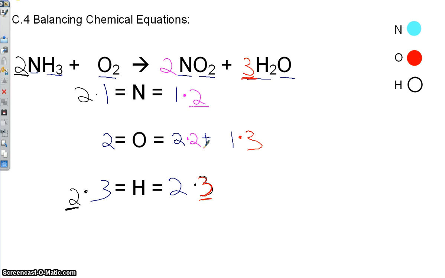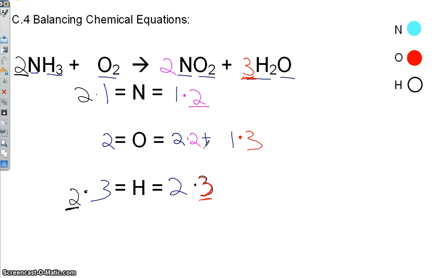Okay? So when I look at what I have now, I've got my nitrogens taken care of, I've got my hydrogens taken care of, I don't have oxygens taken care of. On the one side I have 2, on the other side I have 2 times 2 is 4, plus 1 times 3, which 4 and 3 makes 7. So I have to look at, well, how do I get 7 on the other side? What times 2 is 7? And the answer is no whole number times 2 is 7.